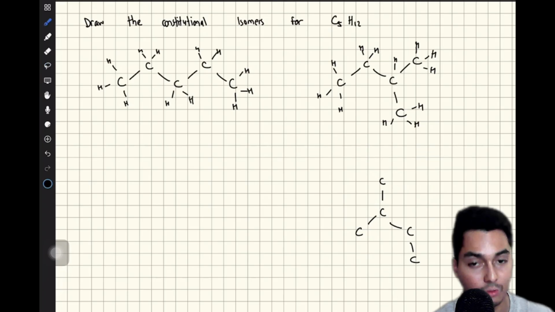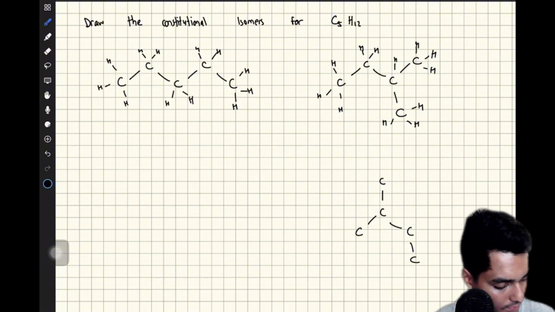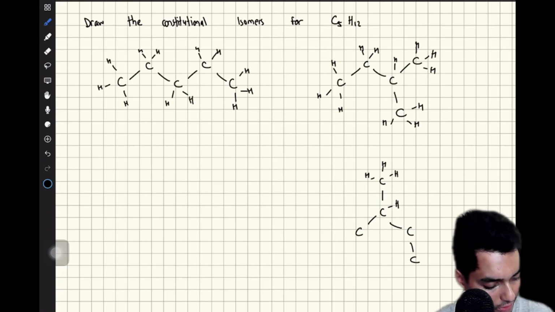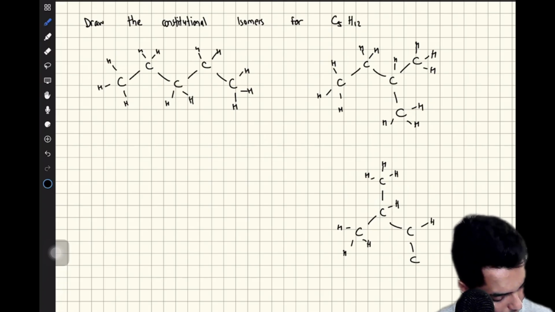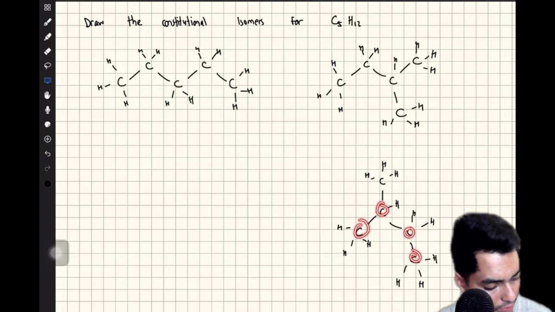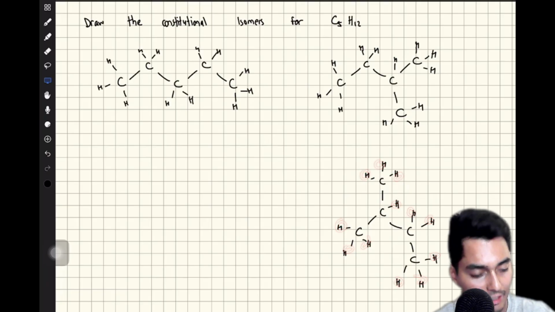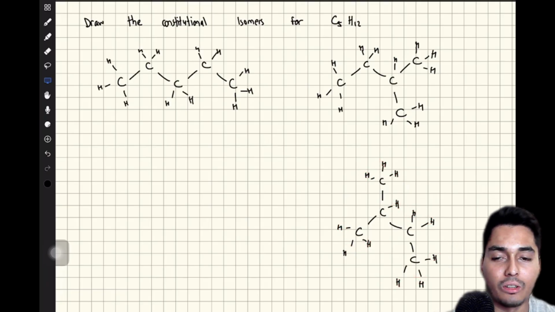Okay, the next one I'm going to do is going to be this branch right over here. We need to have this H that lives right here and all the 3 H's on the sides. So it's going to be 1, 2, 3, 4, 5. So C5, 1, 2, 3, 4, 5, 6, 7, 8, 9, 10, 11, 12. So this is C5H12, and that's going to be our 3 isomers for C5H12.